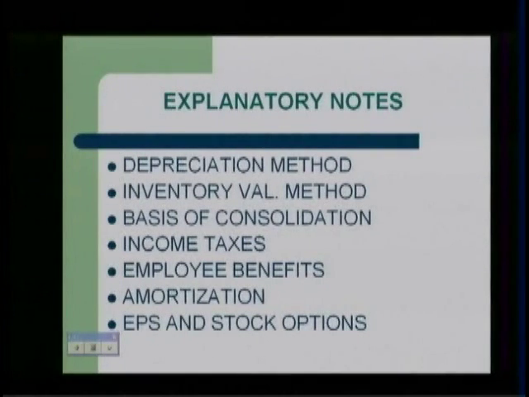They give you information about tax rates, what the effective tax rate is, what kind of foreign taxes they have to pay. They give you information about employee benefits, for example, employee stock option plans, pension plans. They tell you about the amortization of goodwill and other intangibles. And finally, there's usually some disclosure about earnings per share and other stock options that are outstanding.